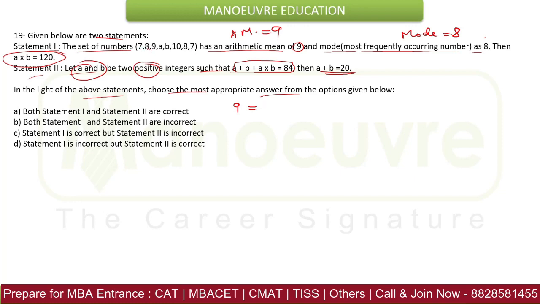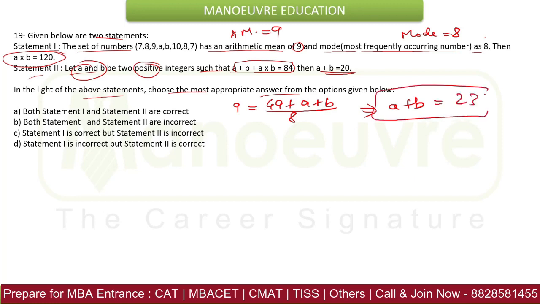The sum is 7, 15, 30, 40, 49. So 49 plus A plus B divided by total numbers, which is 8, equals 9. So 8 nines are 72, minus 49. So here we can say A plus B will be 23. A plus B is 23.